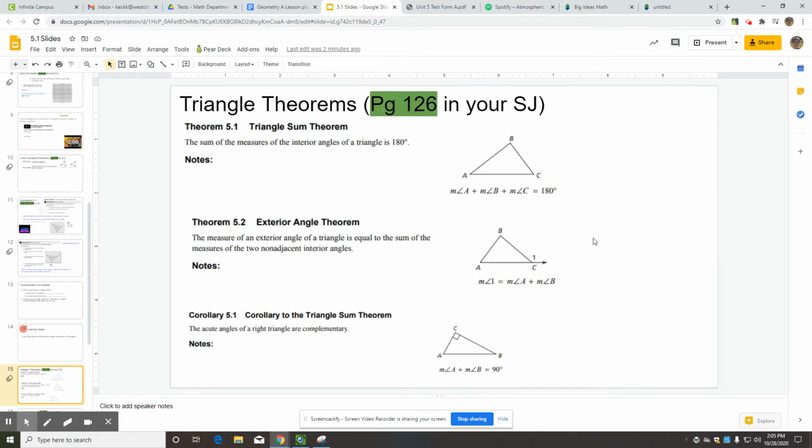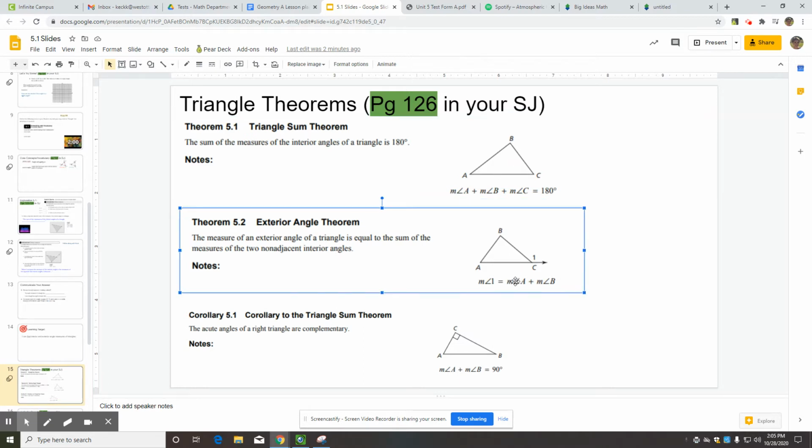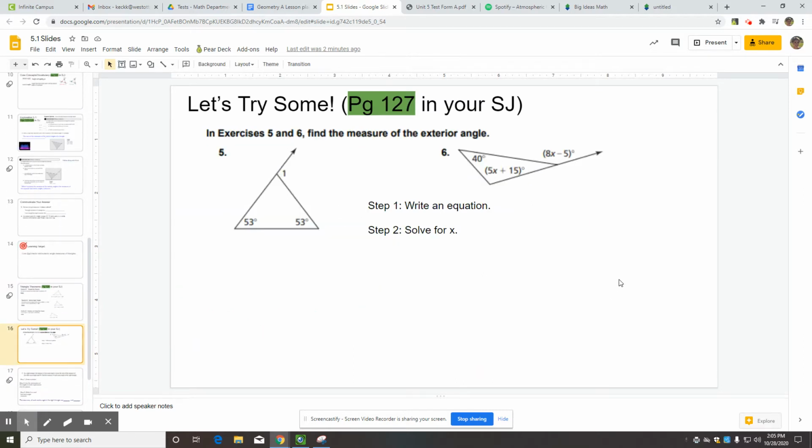Now, a couple other things we need to remember is that in a triangle, all three angles add up to 180 degrees. That will be helpful. And remember the exterior angle, so angle 1 in this case, you can find angle 1 by adding together the opposite two interior angles. So angle 1 is equal to the measure of angle A plus the measure of angle B. Those things are going to be helpful to us as we do number 5 and 6 on page 127 of our student journal.